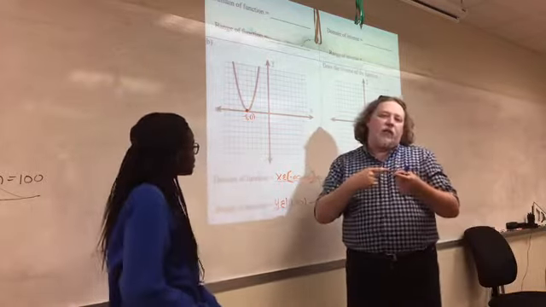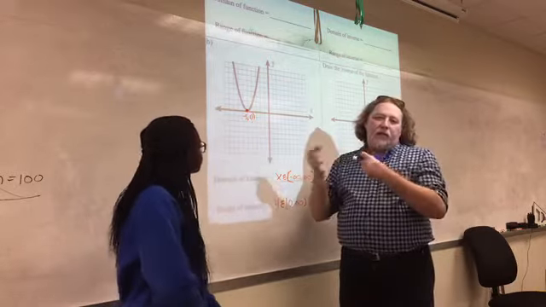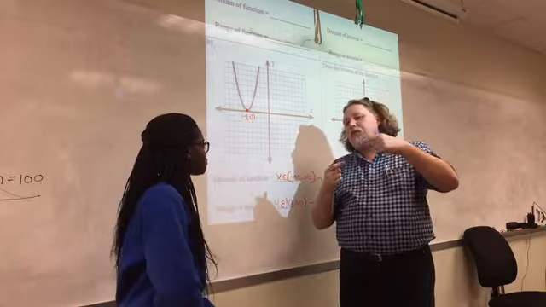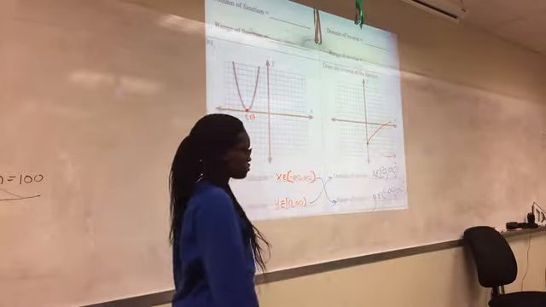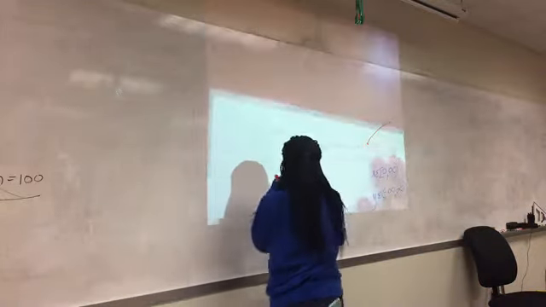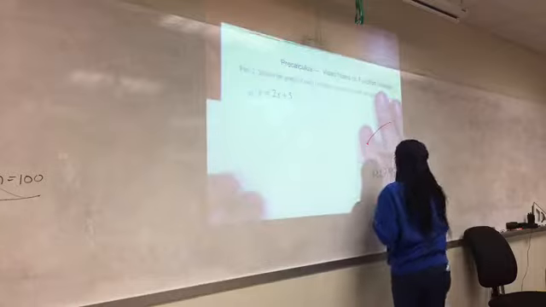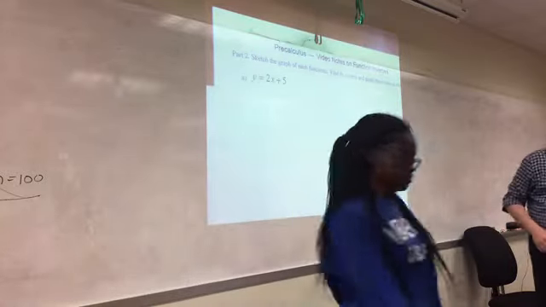Now we're going to try it the other way around: a formula without a picture, and then we're going to use Desmos to check it and see if we're right. Here's a simple one we're going to start with: y equals 2x plus 5.